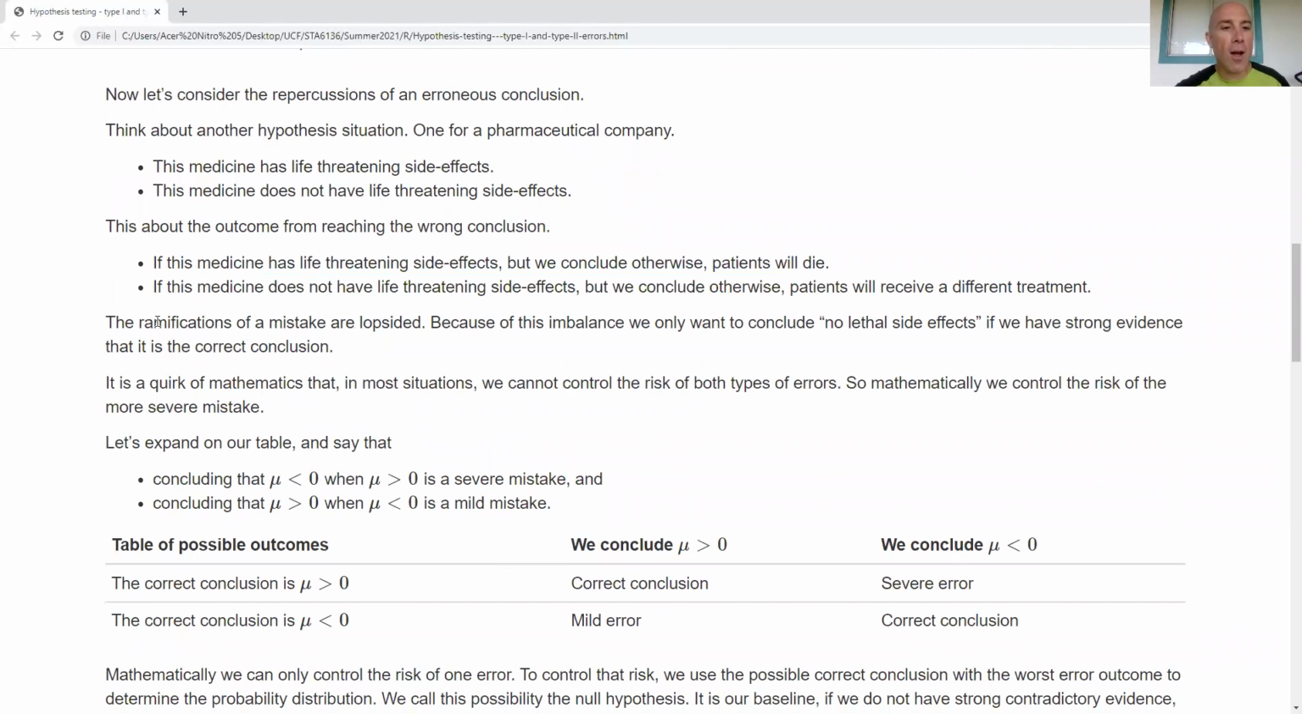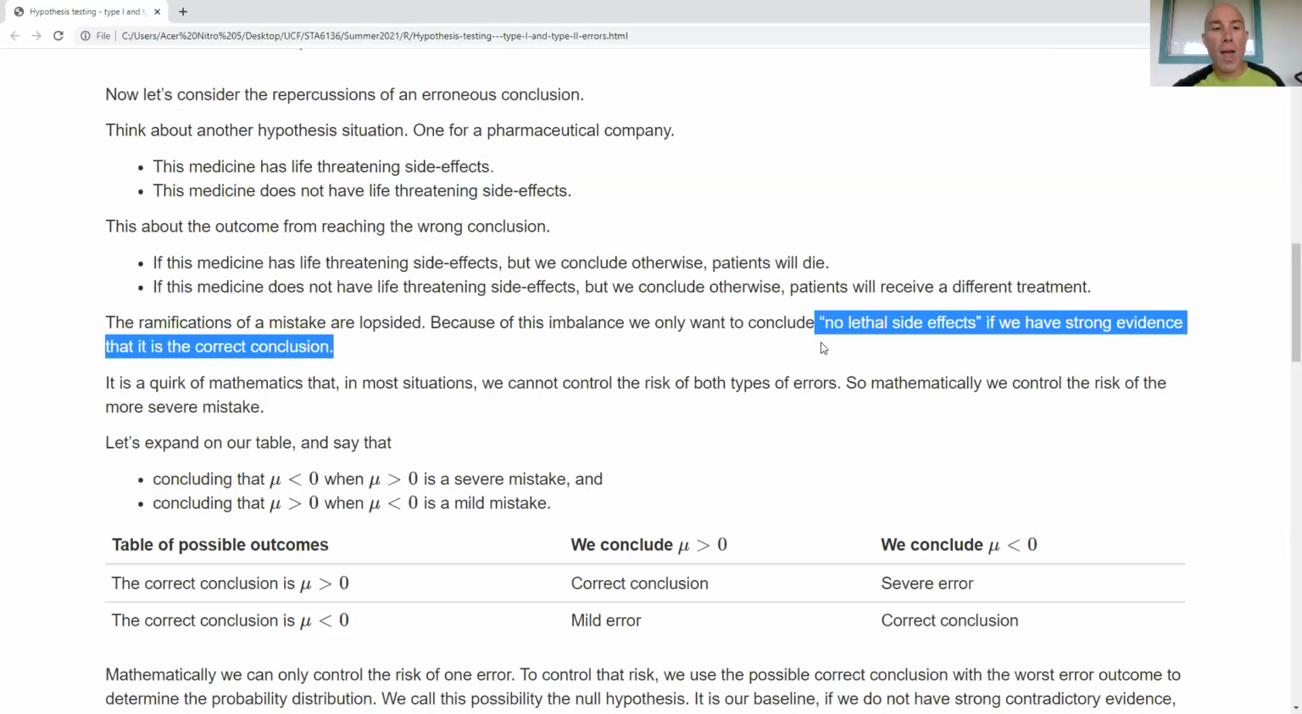The ramification of these mistakes is absolutely lopsided. And so we have a huge imbalance on this. So we're not going to conclude no lethal side effects unless we have strong evidence that that is the correct conclusion.